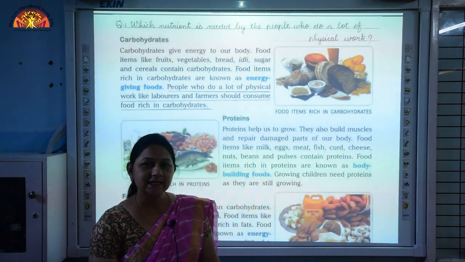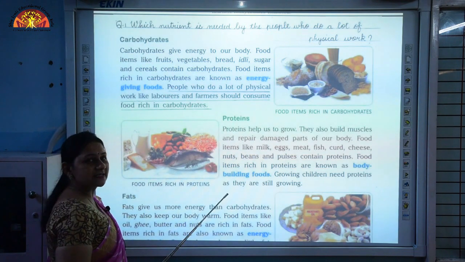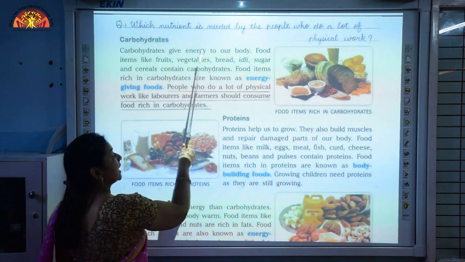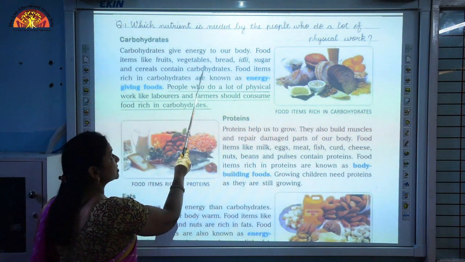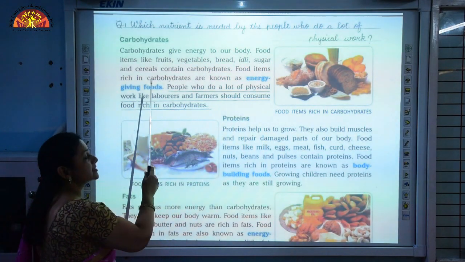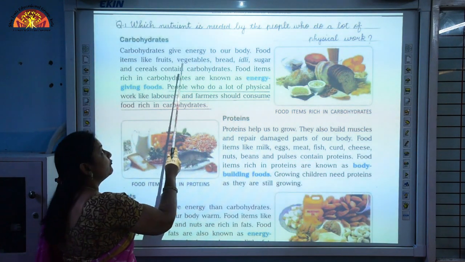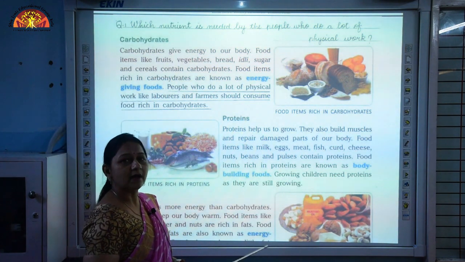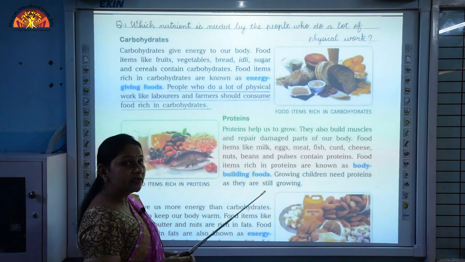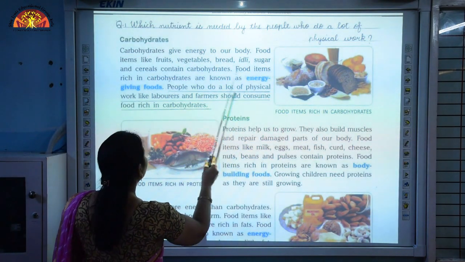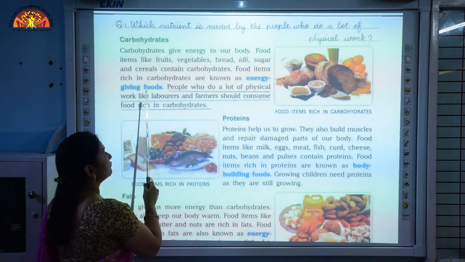So children, let us discuss these nutrients one by one. First we are going to take up carbohydrates. These carbohydrates give energy to our body, and food items like fruits, vegetables, bread, idli, sugar and cereals contain a lot of carbohydrates. Means the sources of carbohydrate are vegetables, bread, idli, sugar. Food items that are rich in carbohydrates come under the heading energy giving foods, because they give energy to our body.